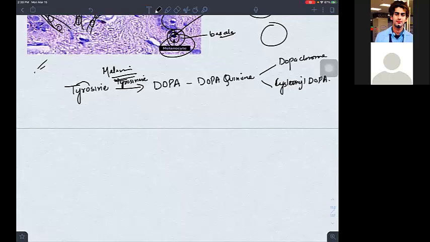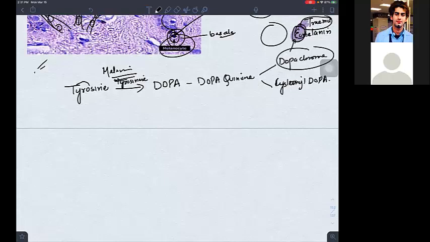So dopachrome will produce what? Eumelanin. Eu means true. This is called true melanin. And if you are black in color or brown in color, you will have more eumelanin. If you are from South Asia, India or Pakistan, people who are more dark in color, they have more eumelanin.